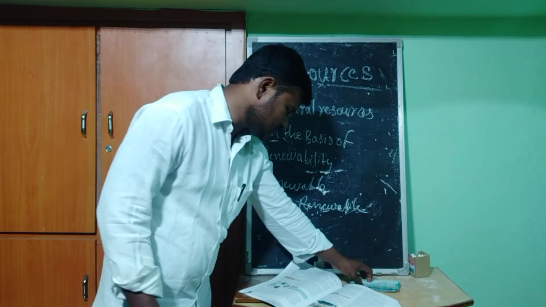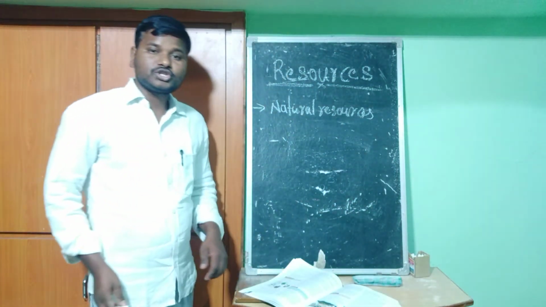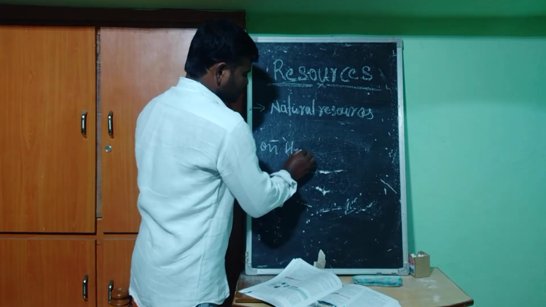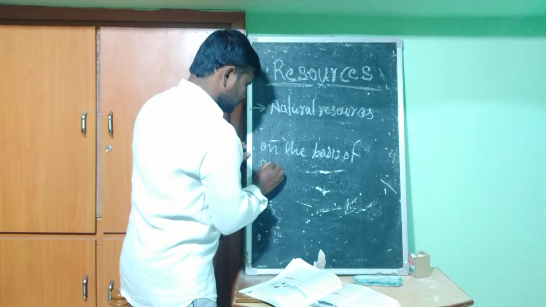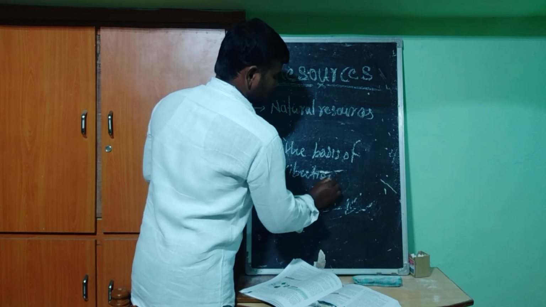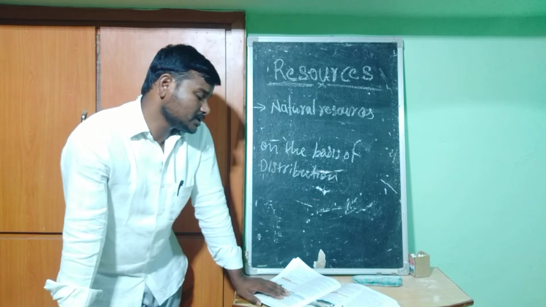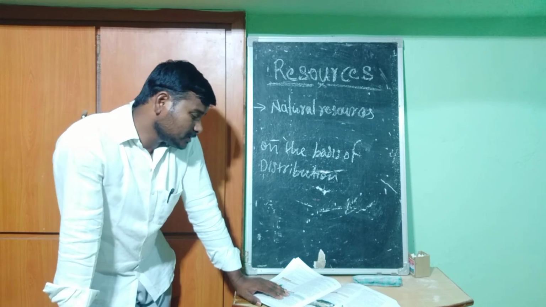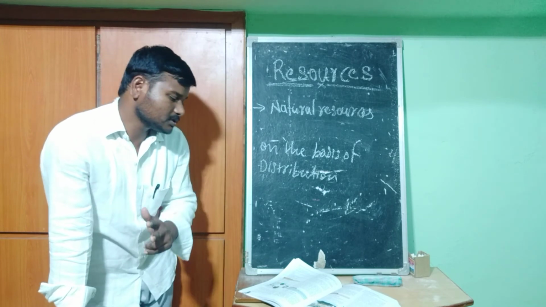Next we will see another one. Next, on the basis of distribution. On the basis of distribution, resources can be classified as ubiquitous and localized. Ubiquitous is nothing but that which is present everywhere. These two are there on the basis of distribution.